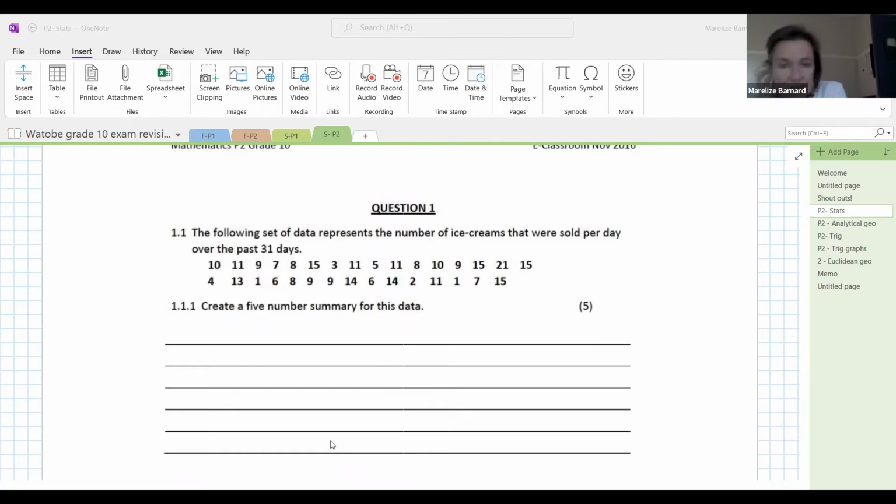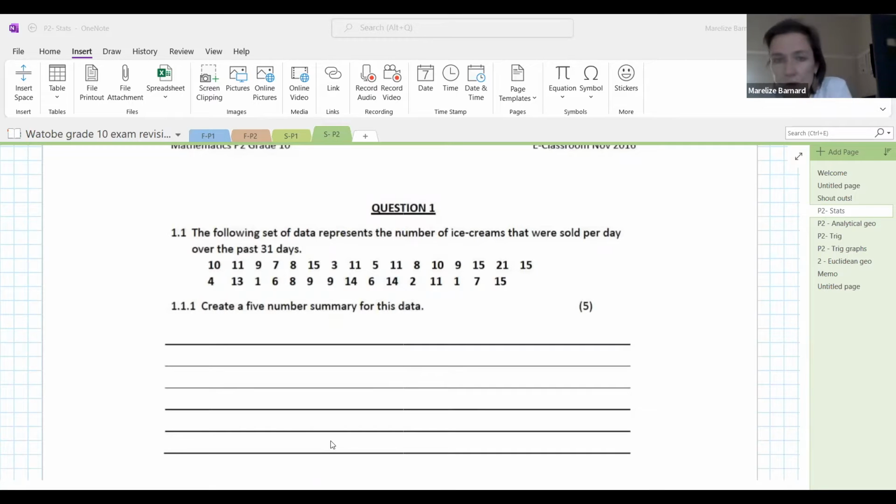Now, what is wrong with this data? Well, not wrong with it. What needs to be done to the data before we can jump in and start working? What is wrong with it? Wrong in quotation marks. It has to go into ascending order. Well done. It's not in order.